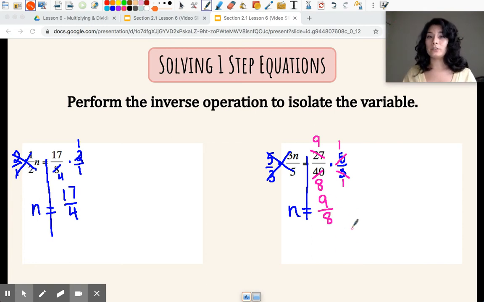That's a lot easier, in my opinion, than doing 27 times 5, getting a product, 40 times 3, and getting a product, and then trying to reduce those really big numbers.